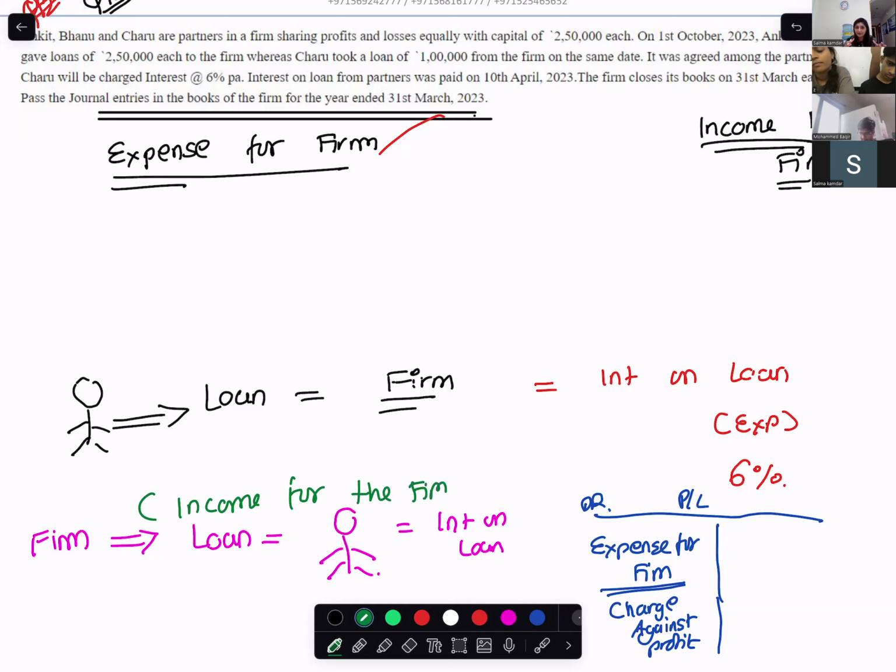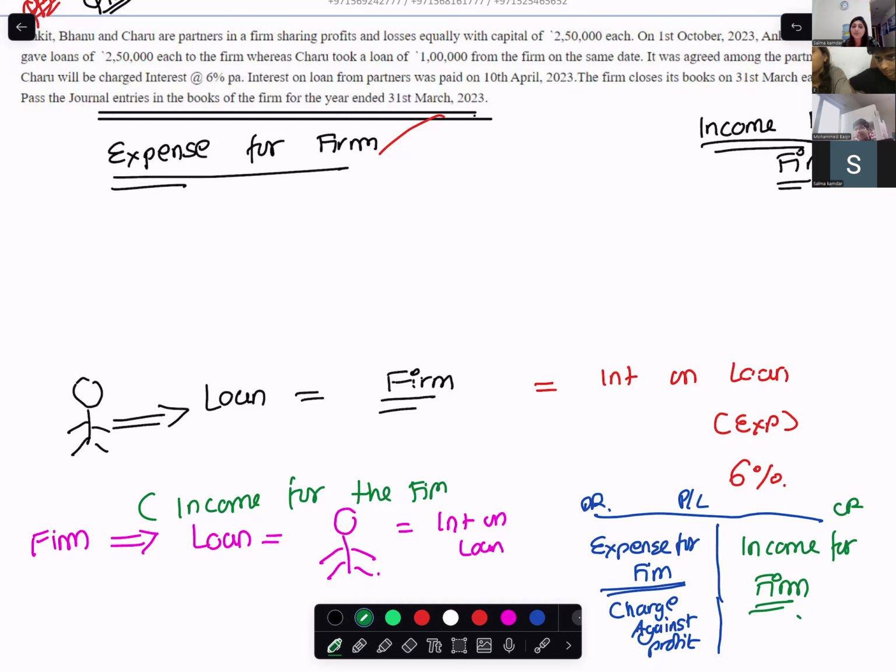See, if the firm has given a loan to the partner, that means the partner will pay interest to the firm. So it will be income for the firm, only if mentioned, and it will come on the profit and loss account credit side. Are you with me?